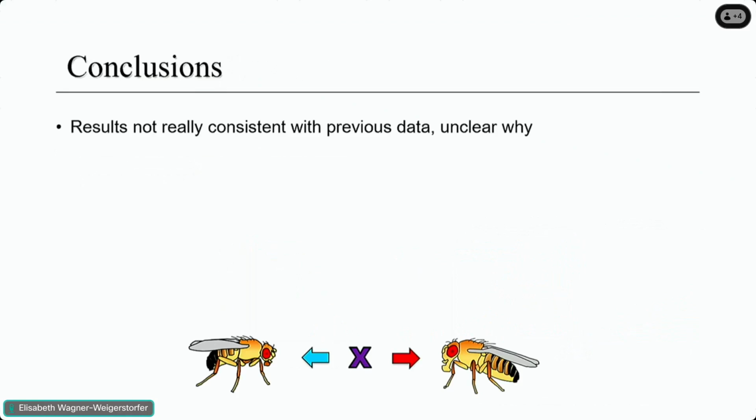Okay, so conclusions. Results are not really consistent with previous data. We basically don't know why, unfortunately. Predicting responses to selection is hard, which I'm sure is no news to most of you. But even still, a little bit surprising.